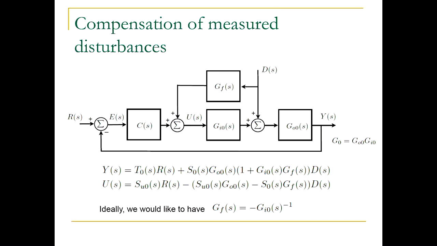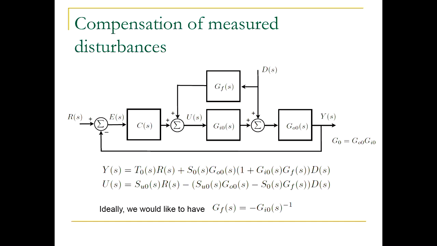Right? But what are the problems with this? Well, there are several problems. First one is that typically this system here is a causal system. So it might have 2 poles, 1 zero. It's a causal system. So what is the inverse of this? It's anti-causal. The inverse of that has 1 pole, 2 zeros.